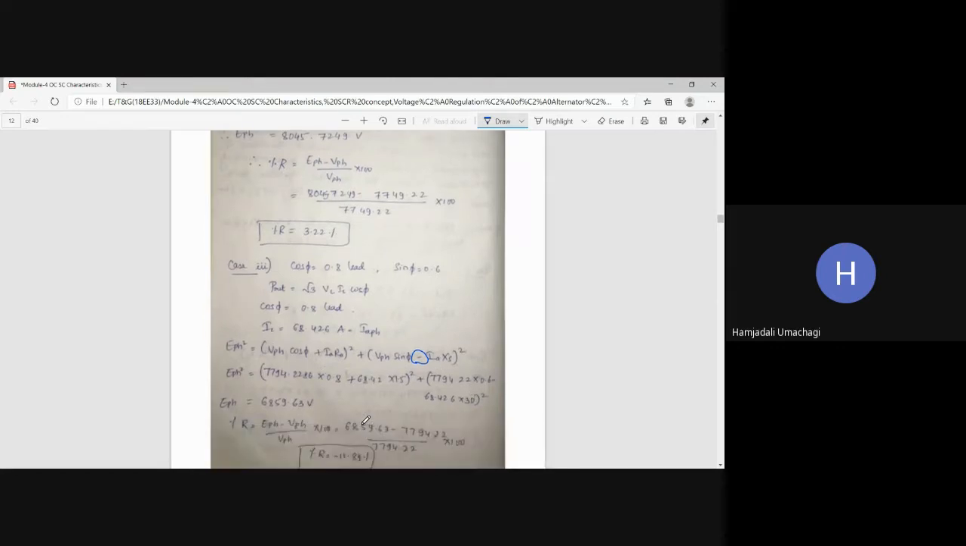Then EPH is equal to square root of (VPH cos phi plus IA RA) whole square plus (VPH sin phi, and since it is leading power factor, take minus sign, minus IA into XS) whole square. So VPH is 7794.2286, cos phi is 0.8, IA is 68.42, RA is 1.5 ohms. VPH once again 7794.22, sin phi is 0.6, IA is 68.426, and XS value is given as 30. So just substitute all the values and tell me the answer for EPH.